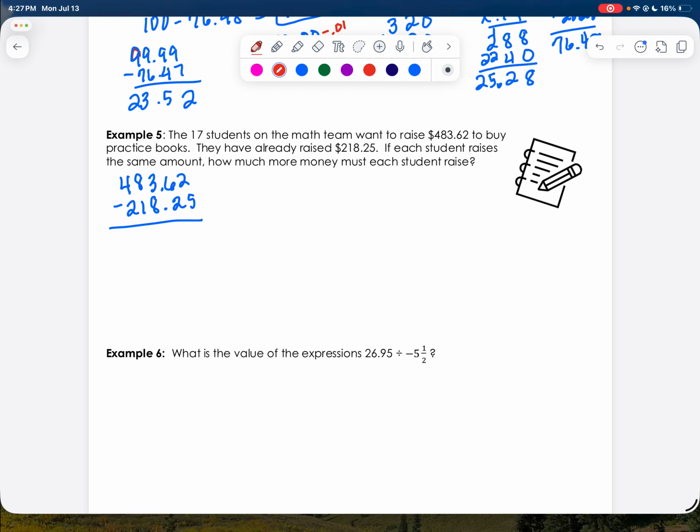$218.25. So let's see, this is 12, make that a 5. So 12 minus 5 is 7, 5 minus 2 is 3. Let's see, make this a 13 and this is 7.